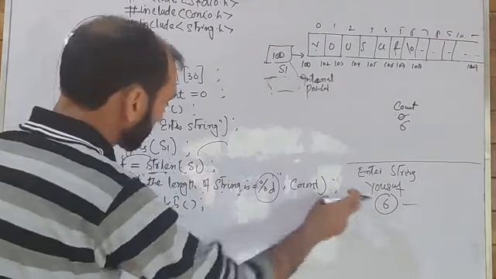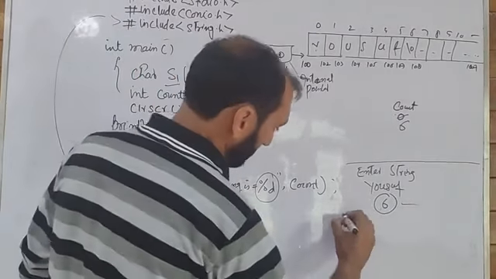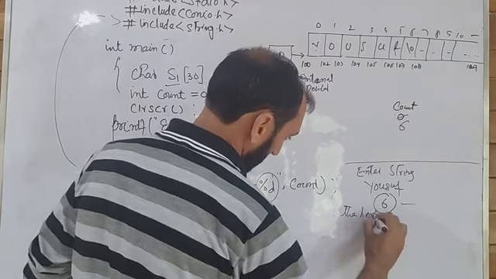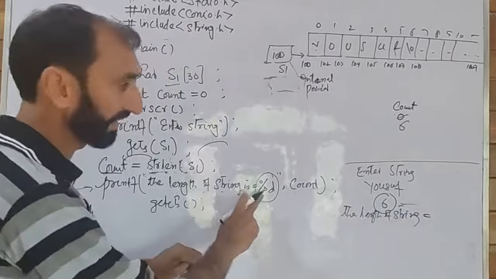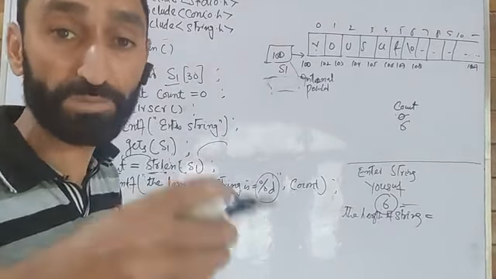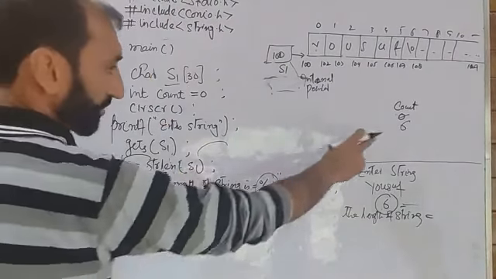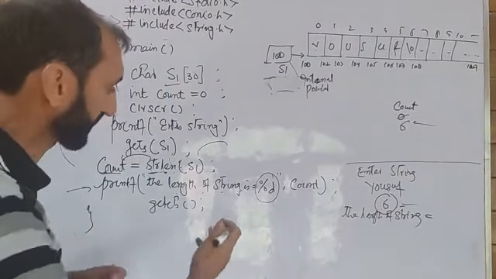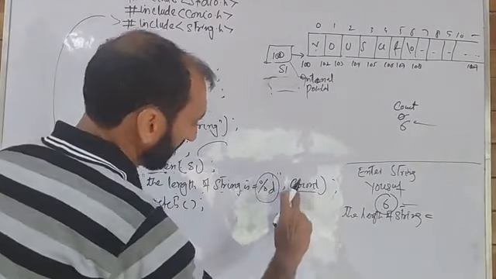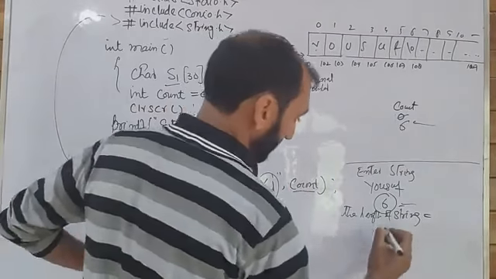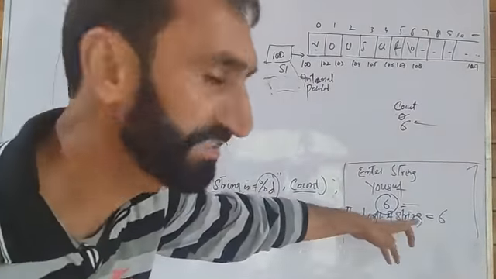The function is executed and returns 6, which is stored in count. Then printf prints: the length of the string is equal to %d. %d is the format specifier for an integer, because count contains an integer value. Whatever is present in count, 6, will get printed. So it prints: the length of the string is 6.